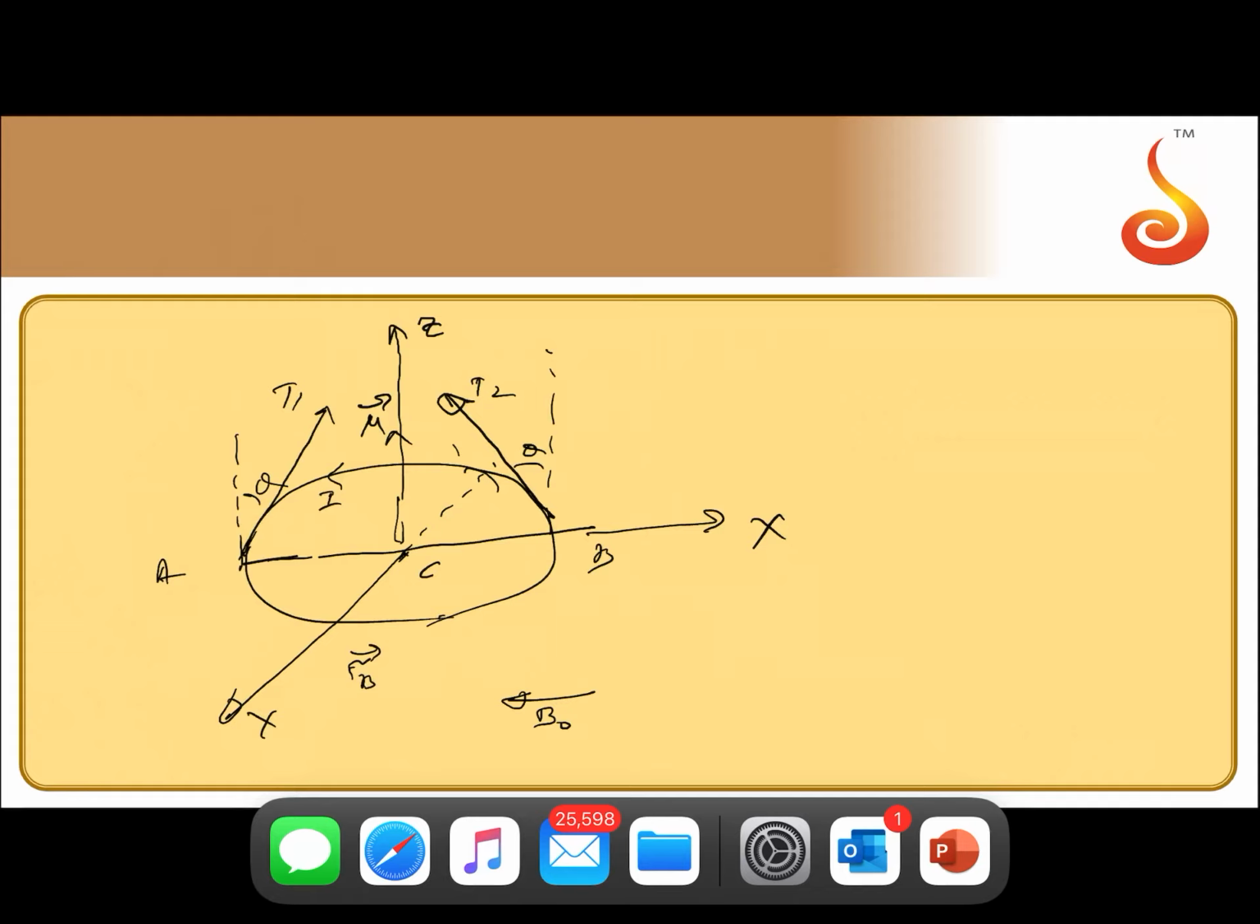So this is the situation. The magnetic dipole moment, we can see that mu vector is equal to I into pi r square k cap, and torque we know is mu cross B. So this is I into pi r square into k cap, and B is equal to B naught.